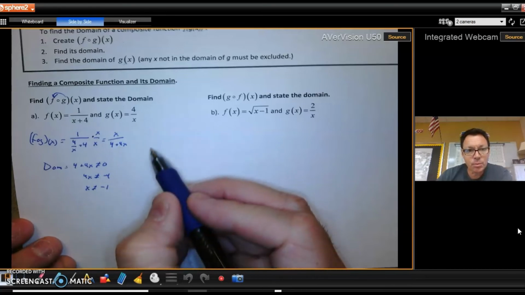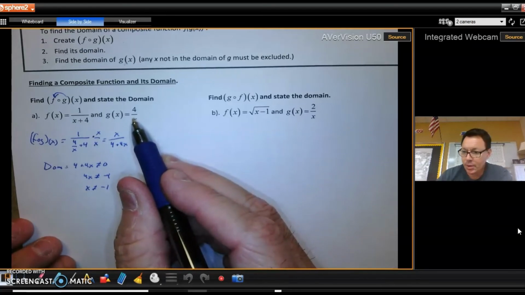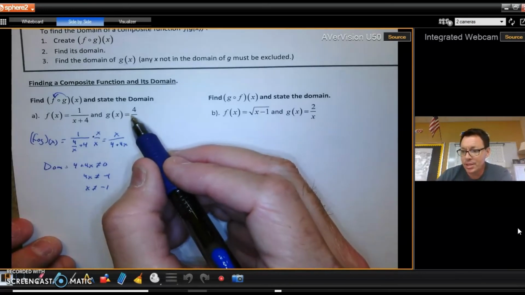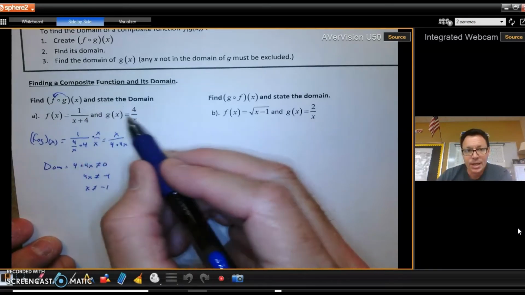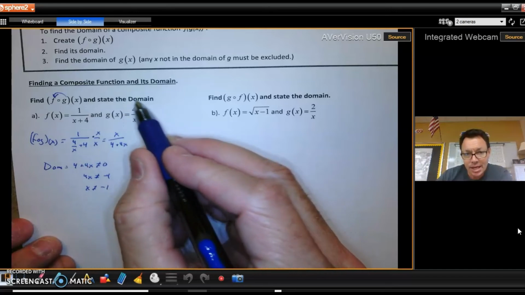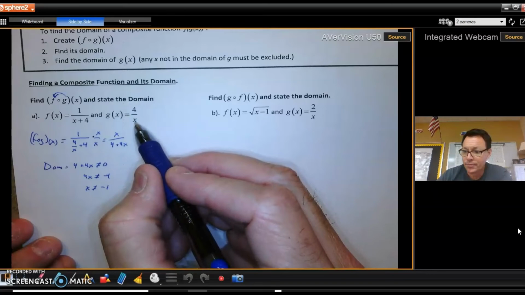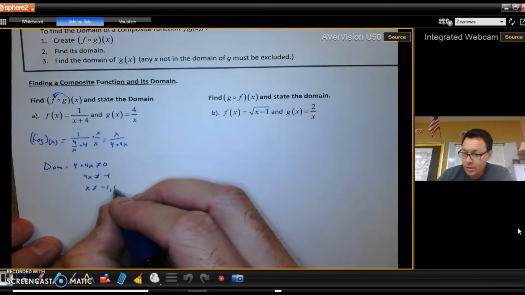But we also need to go back to function g, okay? And this is the part that a lot of people forget. We need to look at the original function that got plugged into this function. And we need to say, wait a minute, did this have any domain restrictions? And the answer is yes. X cannot equal 0. So we also need to get rid of 0.